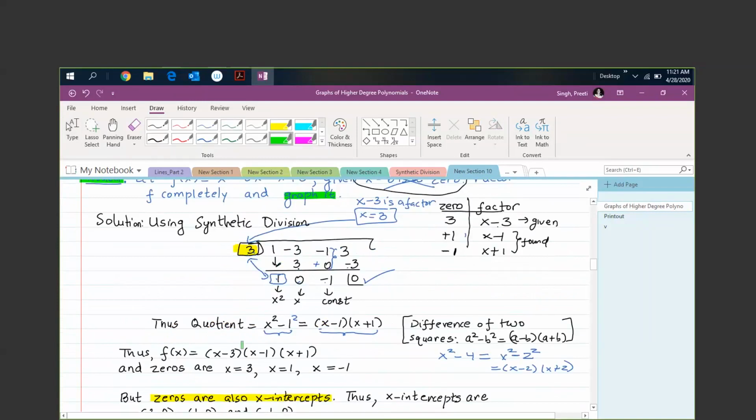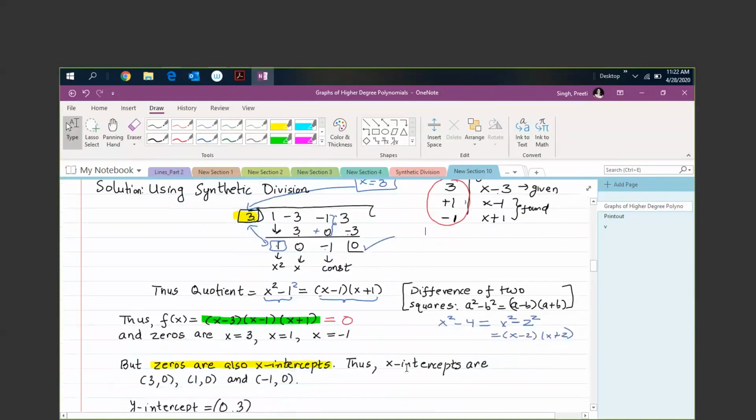So what I'm saying is the function in the factored form is written like this: x minus 3, x minus 1, x plus 1. And if I set this equal to 0, that's how you find your x-intercepts: you set your y equals 0 or the function equals 0. From the factored form, I get x equals 3, x equals 1, and x equals -1, which are right here. Okay, so zeros are your x-intercepts.